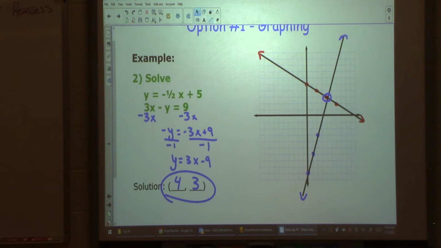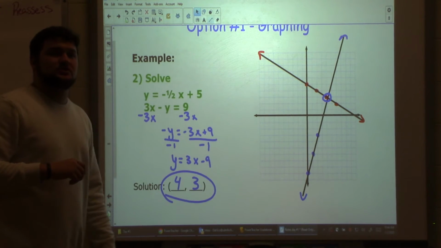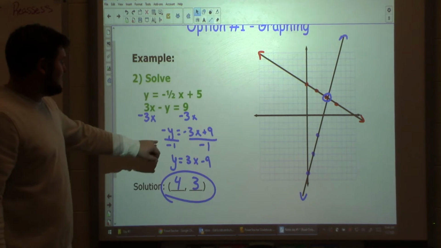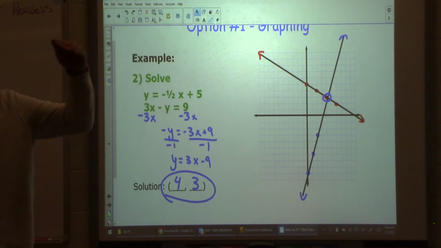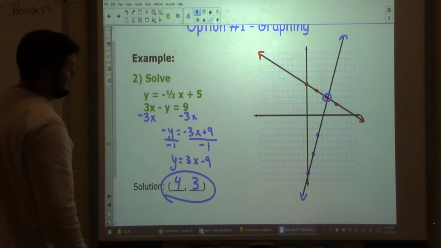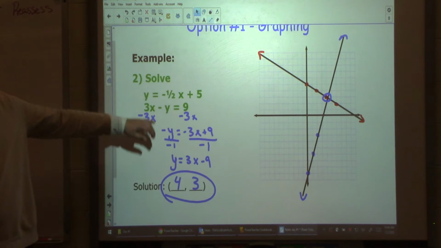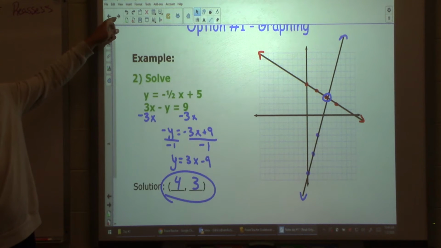Alright guys, check your answer line on the board, please. Remember, I saw a couple people, if we get a negative y, we just multiply or divide by negative 1 on both sides, and we get a positive y value. We get y equals 3x minus 9, you can graph it. You should have got 4, 3. We good? You guys got any questions?